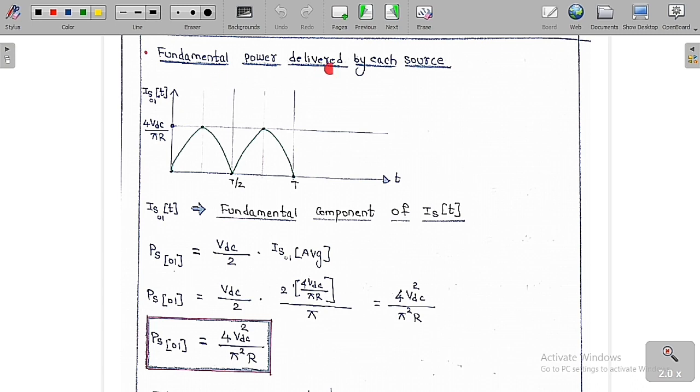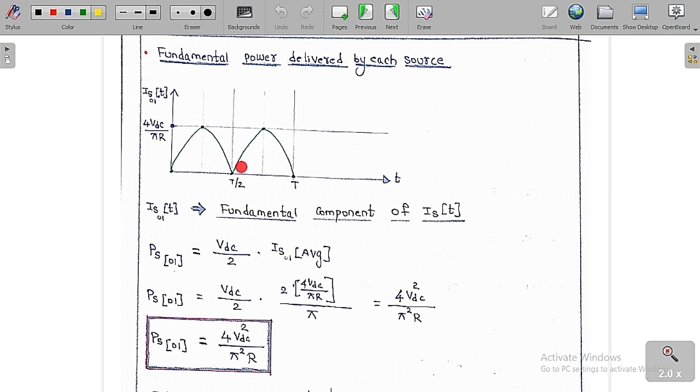Then what is the fundamental power delivered by each source? To figure this out, first we have to find the fundamental component of the source current. Here, IS01 of t is called the fundamental component of the source current.